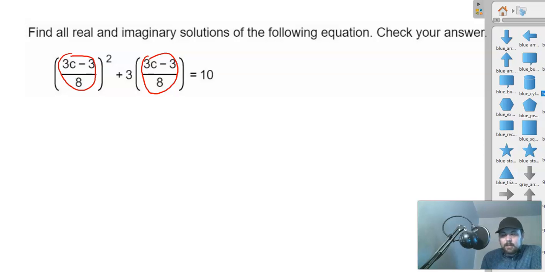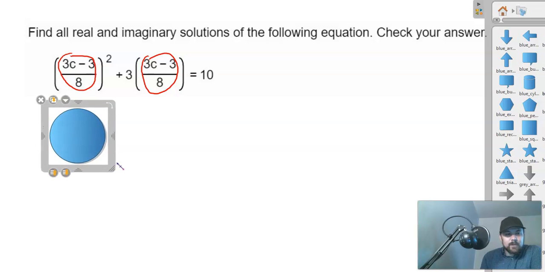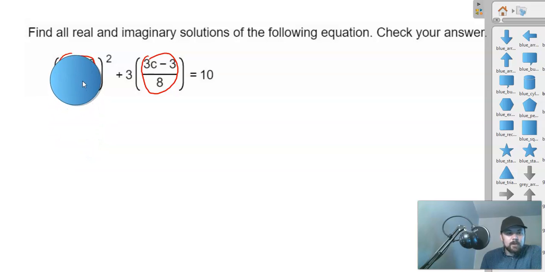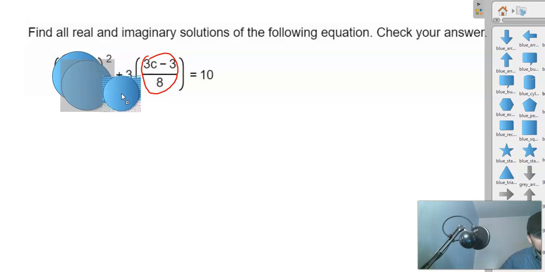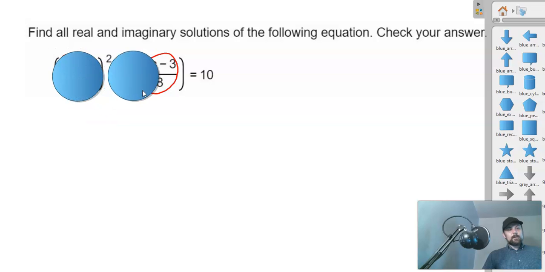Okay, so let's do a blue dot. Can I make this bigger? All right. Cover up that expression with a blue dot. And do the same thing. I want another blue dot. Can I copy this? Yes, okay, perfect. Okay, there we go. Cover this up with a blue dot too.